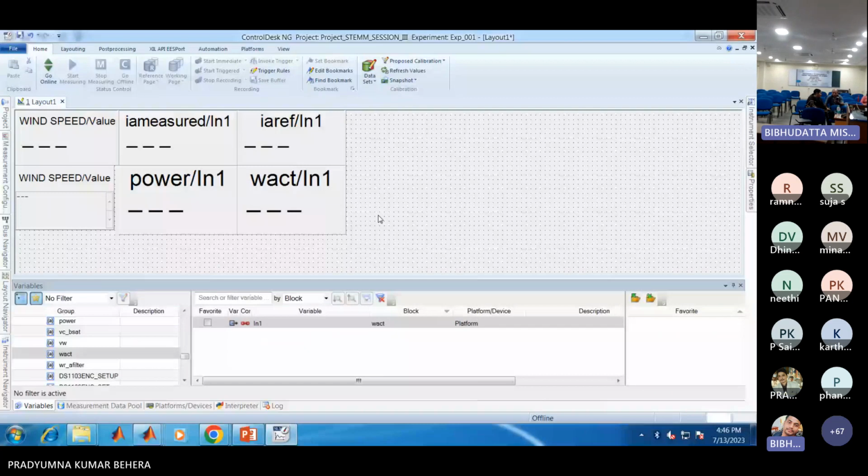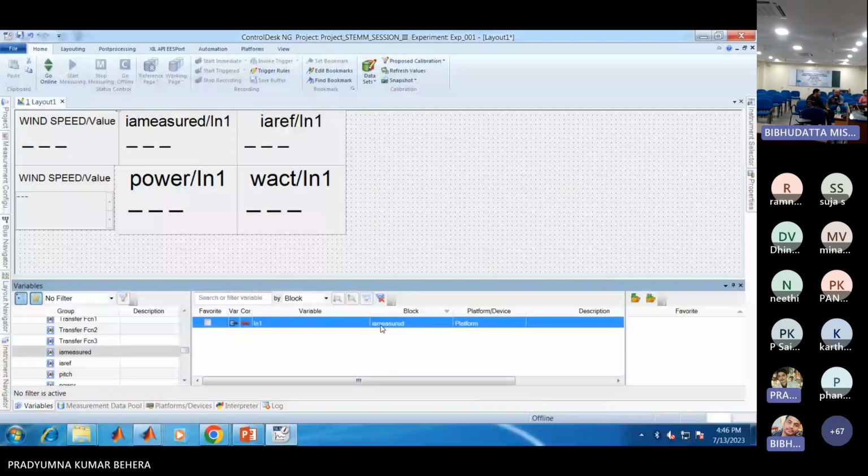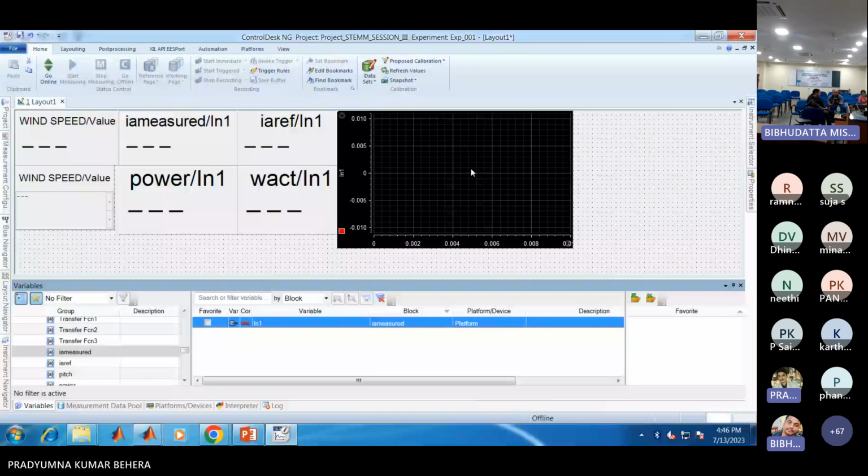We will see here. This display button will show us what is happening in real time. The value will change if I change the wind speed. So everything will happen in real time. Next, suppose we want to see the plot. Then for that we have to use the time plotter. Suppose I want to see the IA measured and the IA reference tracking in real time. So I will bring a time plotter. This is our time plotter, which is used to plot the selected data with respect to the time.